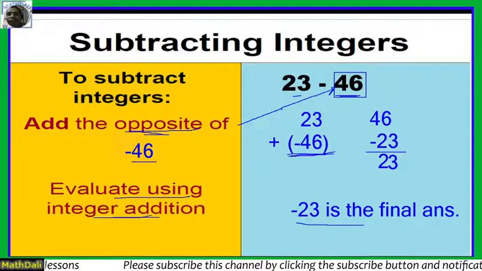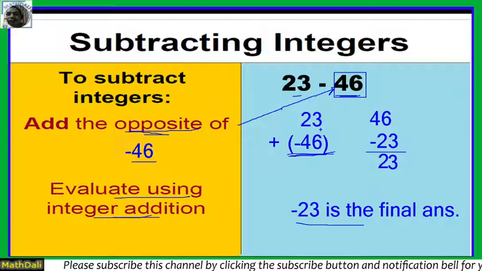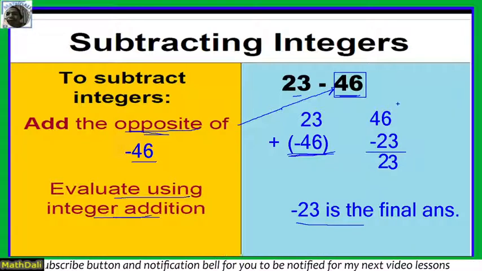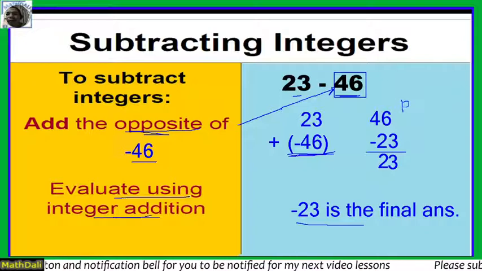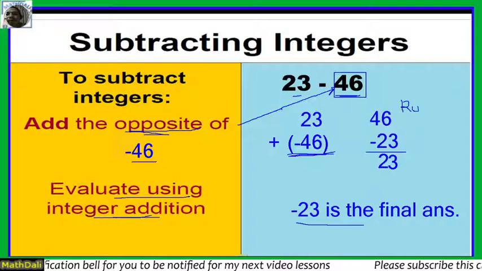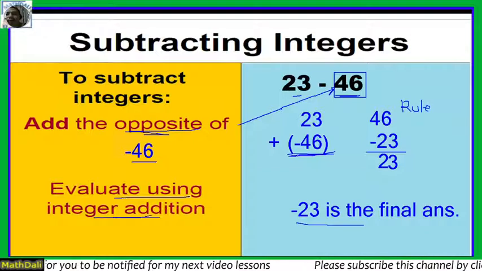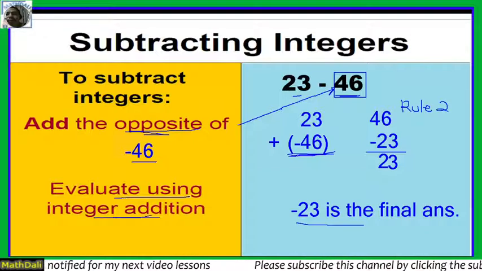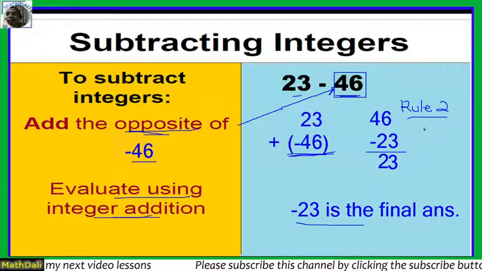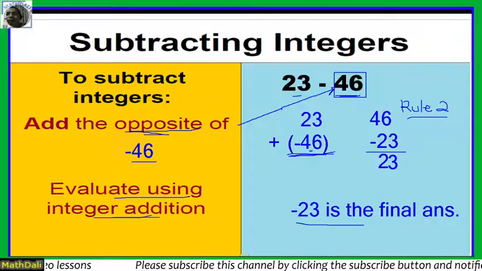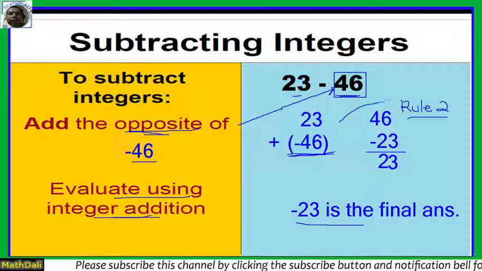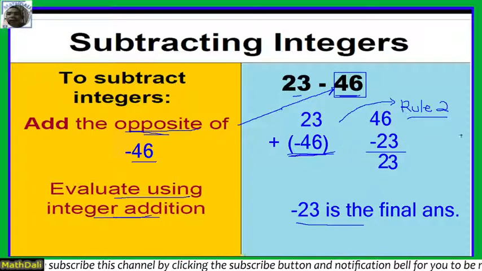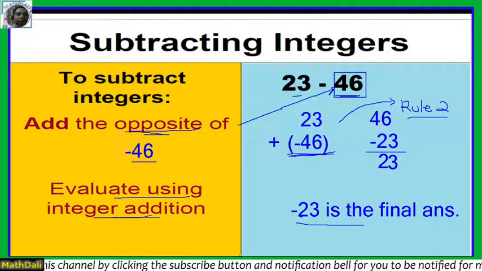So, yung negative 46 na yan, i-add natin sa 23. So, pag nag-add tayo, kung napansin niyo dito, magkaiba yung sign ng ina-add natin, so i-apply natin yung rule number 2 ng addition. Ang rule number 2 kung unlike sign yung ina-add natin. Okay na? Okay, so, next tayo.